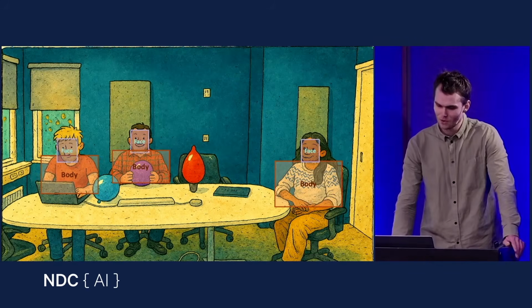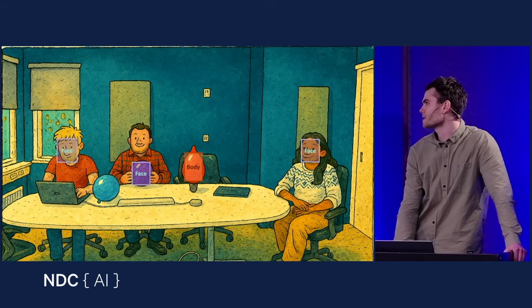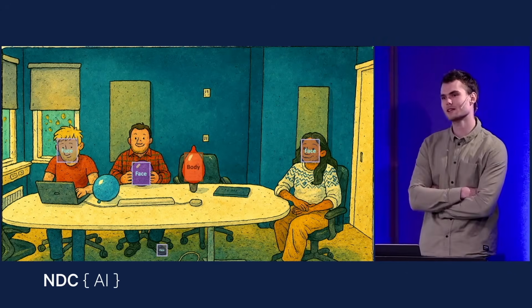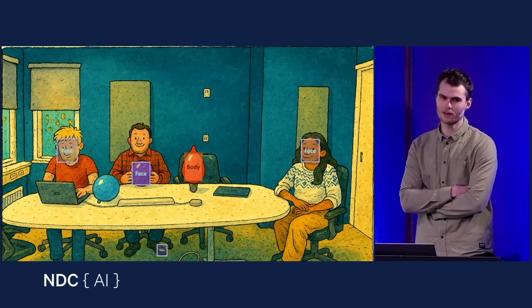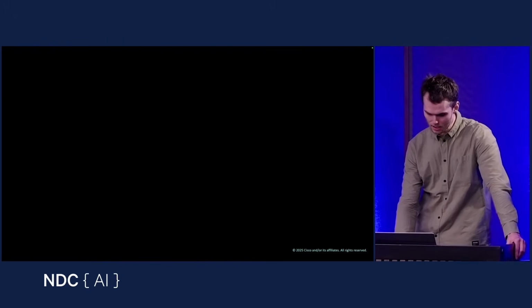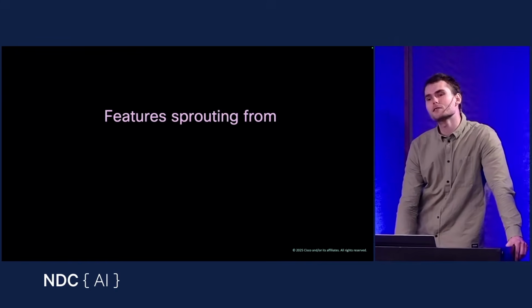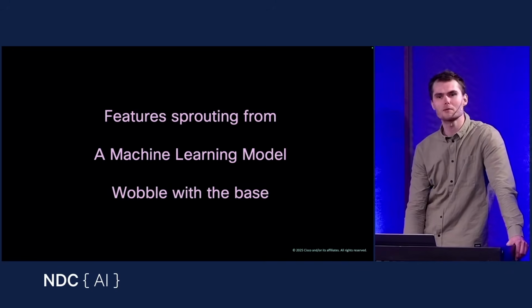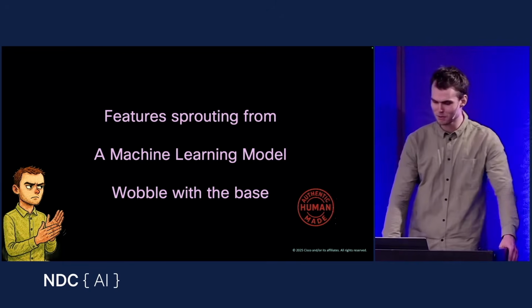So, although you would want an output that looks something like this, in practice, you were probably dealing with something that looked more like this. To automatically frame in a scenario like this, you have to choose between either a very unreactive experience or a very unstable experience. So, I am sorry, but here's a silly haiku for you. Features sprouting from a machine learning model wobble with the base. Yeah, sorry, I'll stay away from the poetry.